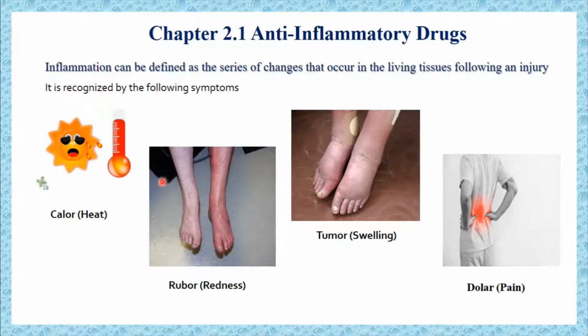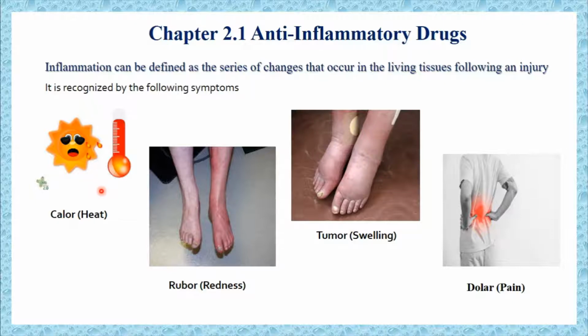These are the symptoms of inflammation. By using these symptoms, you can identify whether you are having inflammation or not. So first one is calor. Calor means heat. Then rubor. Rubor means redness. Tumor. Tumor means swelling. Dolor, pain. So the inflammation can be recognized.